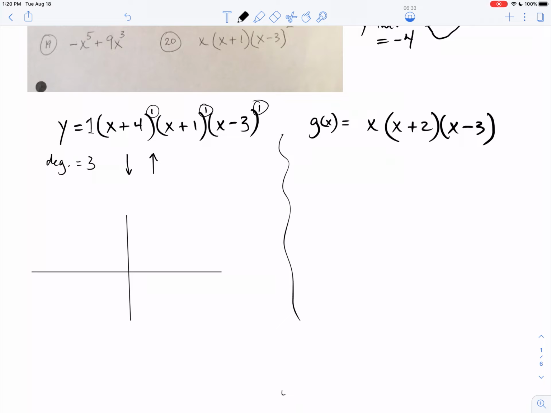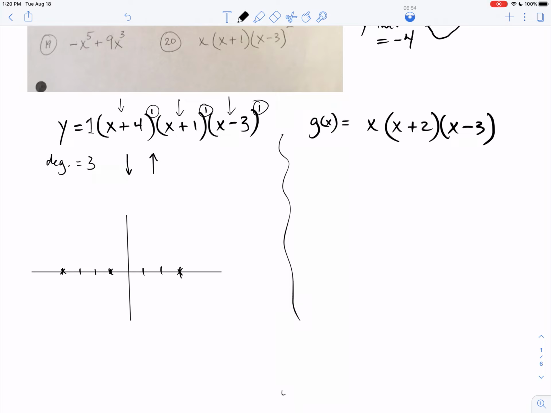So what I'm going to be doing here is setting these equal to 0 in my head, and they're not hard to do. I'd have to plug in a -4. That's one of my x-intercepts for this graph. I'd have to plug in a -1. That's another x-intercept. I would be all the way over here at +3. That would be an intercept.